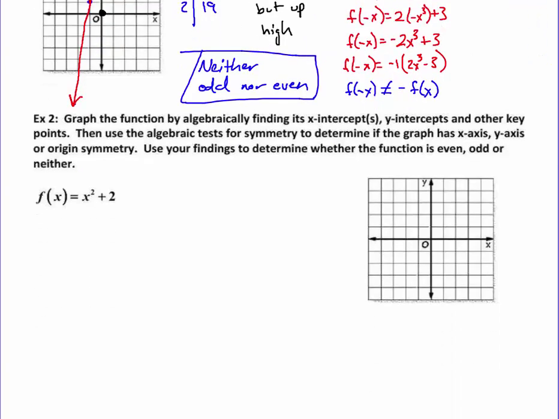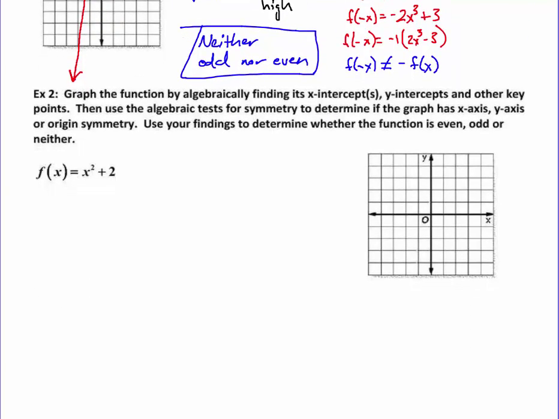Okay, and then we have one more down here. So you go ahead and check this one yourself. Read the whole problem. This is similar to what a test question might be. When it says graph, you need to have a graph. When it says use the algebraic tests for symmetry, you need to use those tests that we did. And then use your findings to determine whether the function is even, odd, or neither. So somewhere, you're going to have to say whether you think this is even, odd, or neither. This is a good practice for you, a good indicator of how well you understand it. So give this a try, and we will talk about it tomorrow.